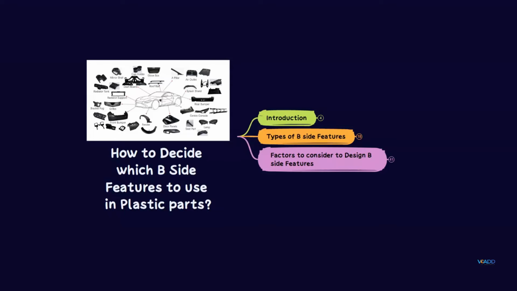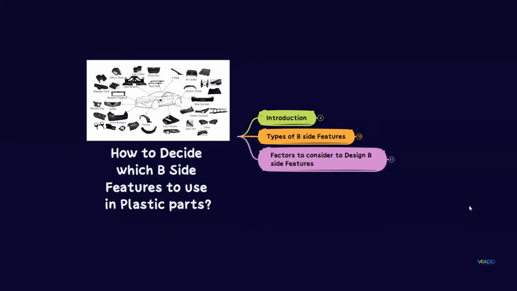In this video we are going to see how to decide which B-side features to use in plastic parts. Many students ask me this doubt. They cannot decide which features to use where, and which factors should be considered while designing the B-side features. So here is a video for them. We are going to see how to decide B-side features, where to use which features, and which factors you need to consider while designing the B-side features of the plastic.